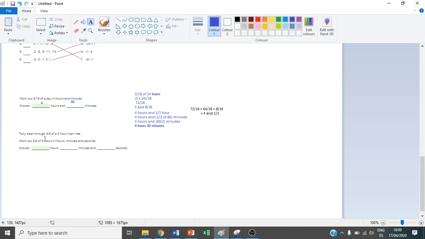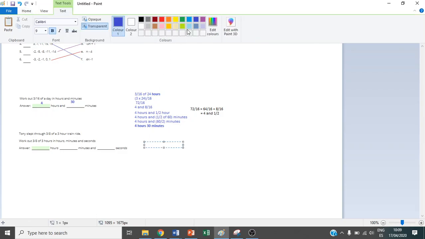Tony slept through 3/8 of a 3-hour train ride. Ooh, this one's going to be a tricky one. We need to work out 3/8 of 3 hours in hours, minutes, and seconds. Okay, let's do this in a different color here so we can see what we're doing. 3/8 of 3 hours. So 3/8 of 3. And I'm going to be really clear that this is in hours. So when I work out my answer to this and it works out to be a mixed number, I know I've got the whole number of hours and I need to work out the number of minutes.